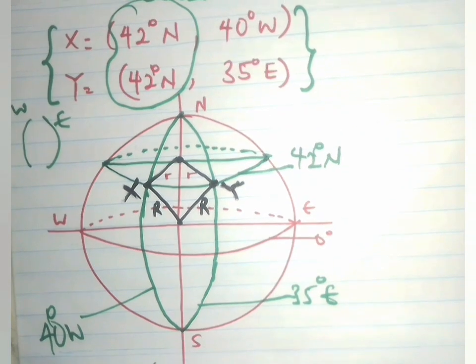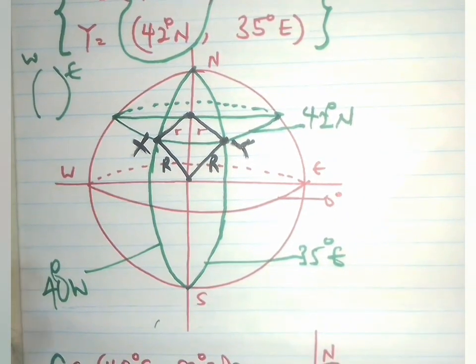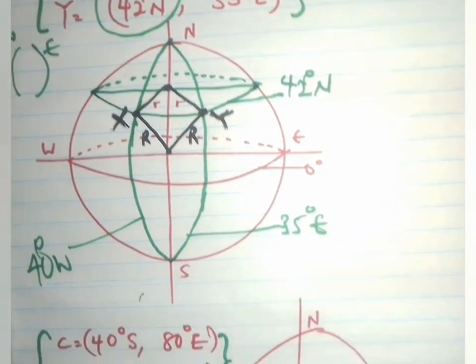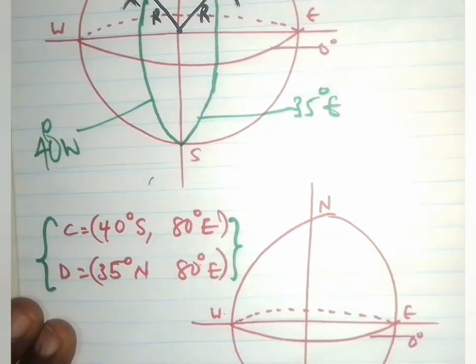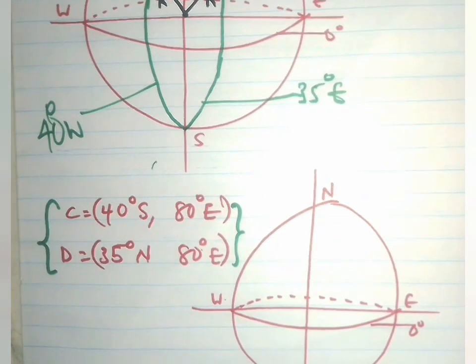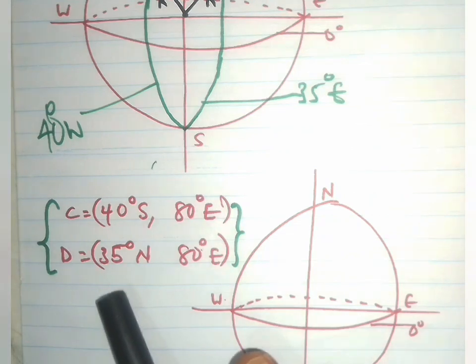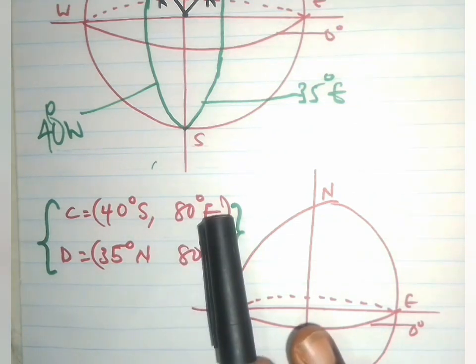Now I have another one here just to conclude this video. So this is the second part of how to illustrate points on the earth's surface involving 2 points. So for this second one, you have 2 points. C is 40 degrees south. This one is 35 degrees north. Then you have 80 degrees east, 80 degrees east.